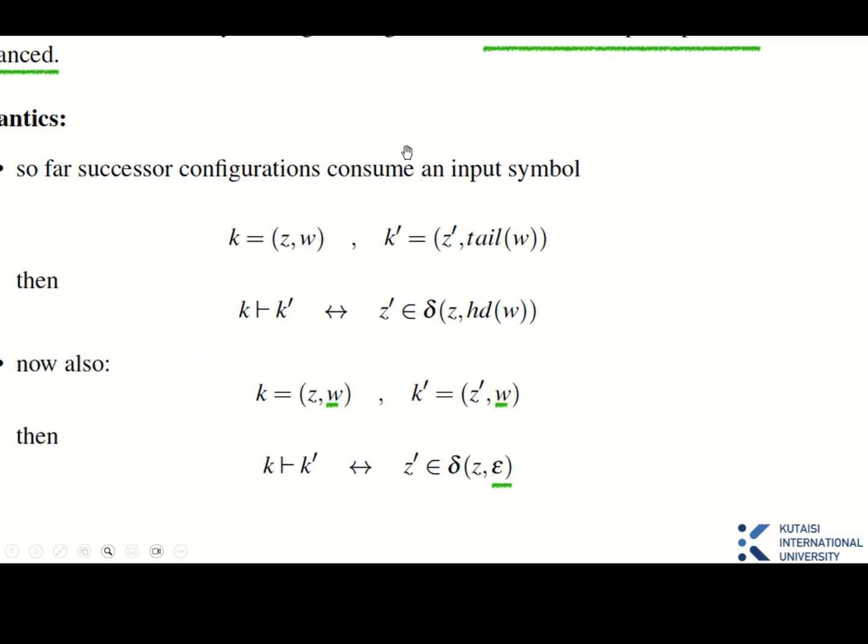What is the next computation now? I allowed more things. Before, if I had a next computation, I had to read the head of W, the first letter. But now, if I have a configuration in state Z and I'm reading word W, I can move to state Z prime but not read anything. This is a crucial thing I can do, but I can only do this if Z prime is in delta Z epsilon. So it's connected by an epsilon move. If Z prime is connected to Z by an epsilon move, I can go from Z to Z prime without reading anything.